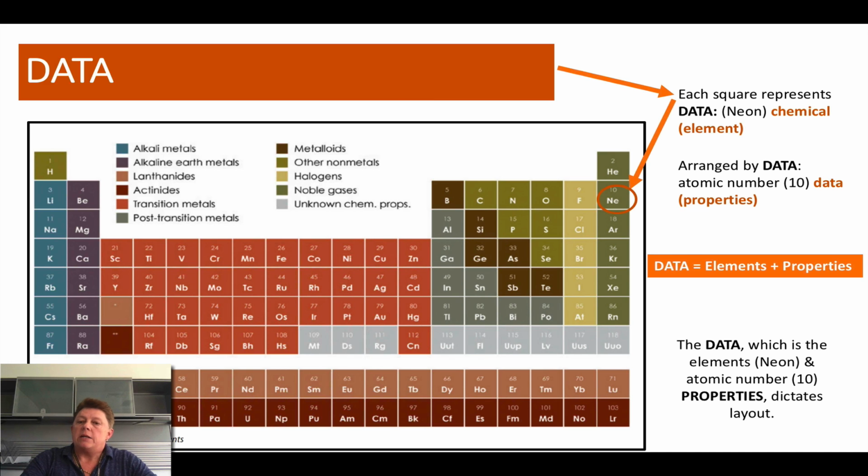We're arranging the data by atomic number. As you can see, under the circle, you'll see a 10 above the Ne for neon. That's the atomic number. That's the data property. Looking at the chart, it's organized 1 over here to 2, and it goes 3, 4, 5, 6. It goes in order. The data on this periodic chart are the elements, such as neon, and the properties, such as the atomic number. So when you look at how it's all laid out, the data, which is the elements and the atomic numbers, dictates how it's laid out.